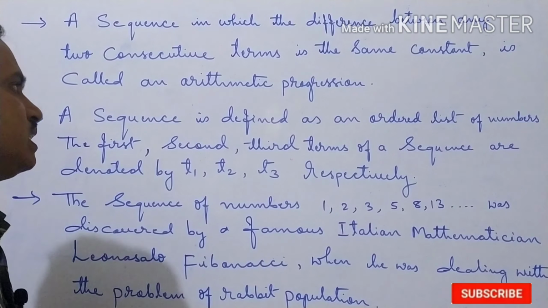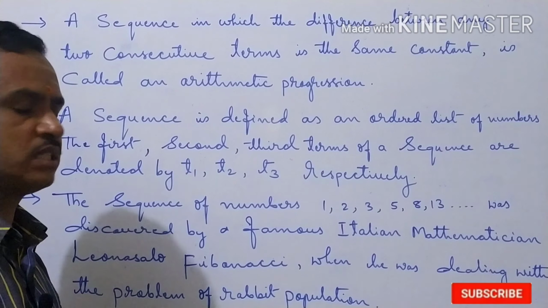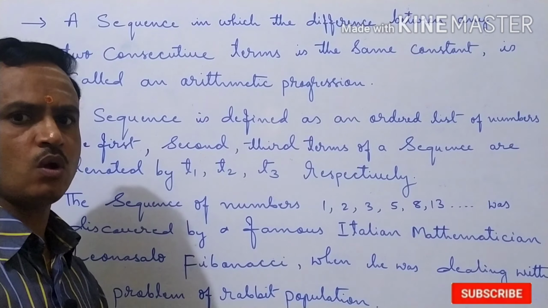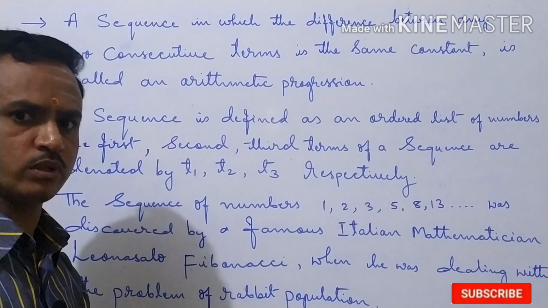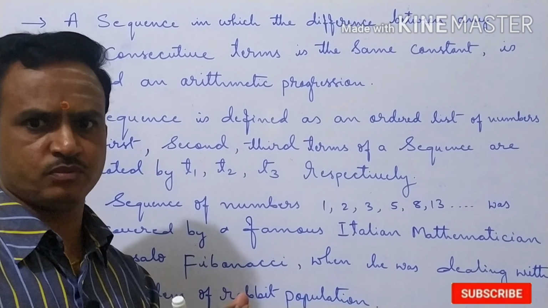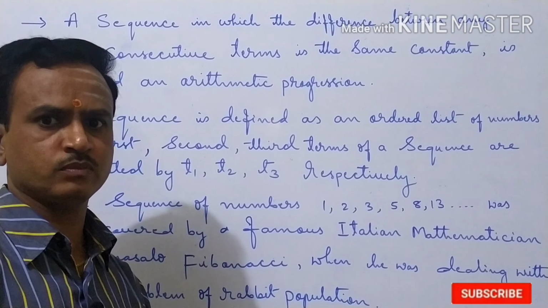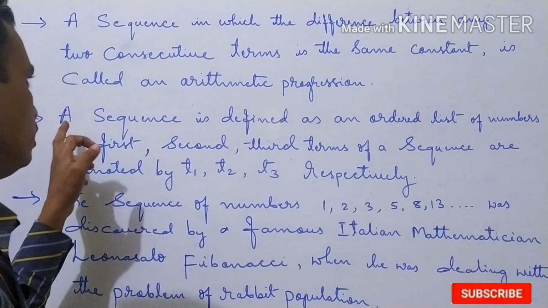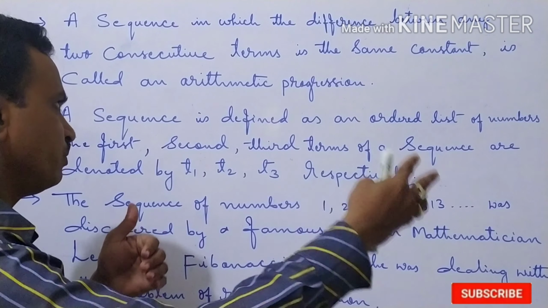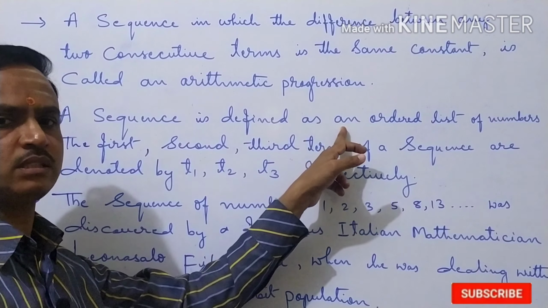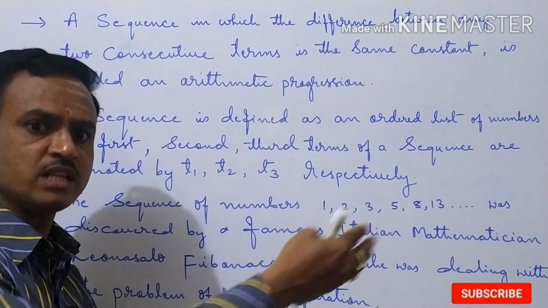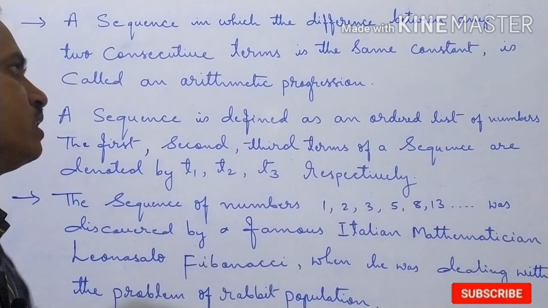Then a sequence is defined as an ordered list of numbers. That means numbers are arranged in some particular orders, different orders, but the constant should be the same. So a sequence means numbers are arranged in such a way that it is defined as an ordered list. Some order should be there in that list.